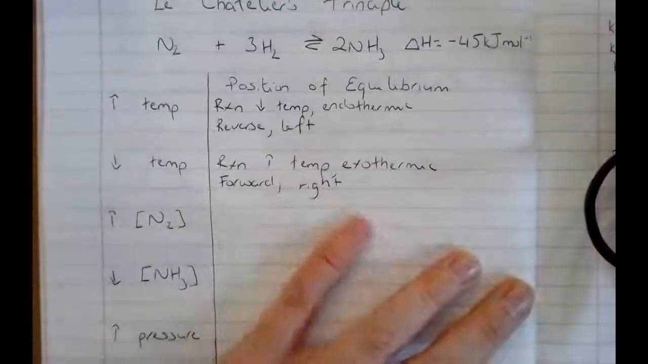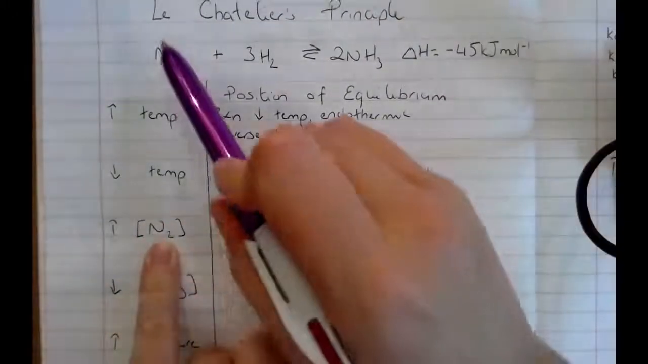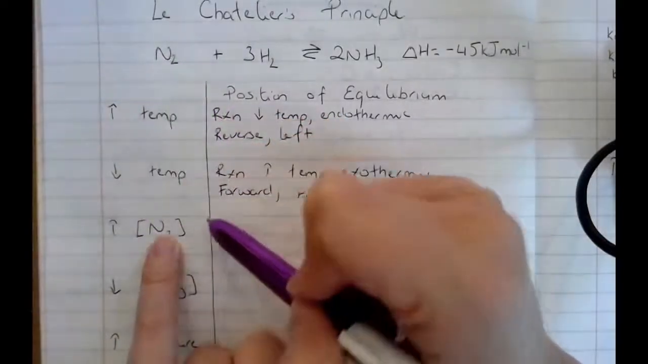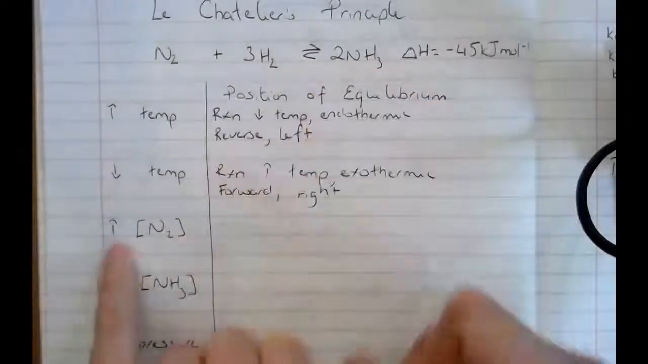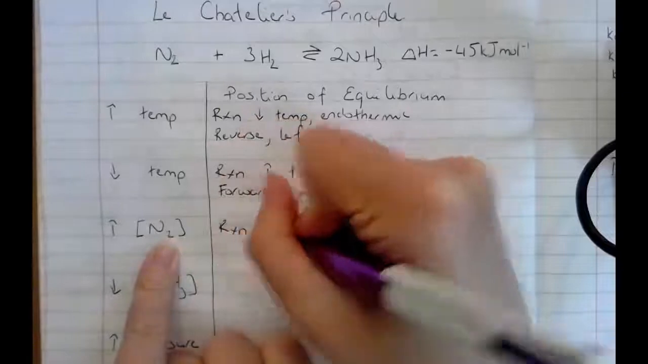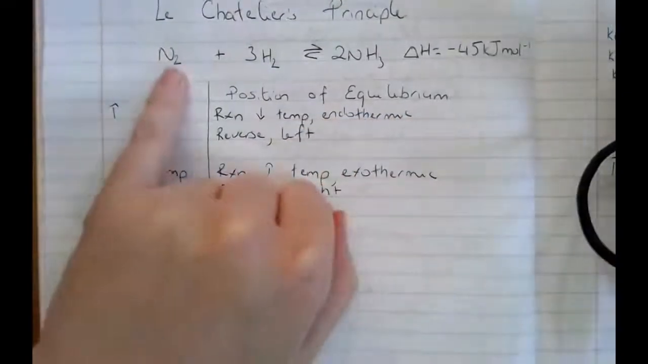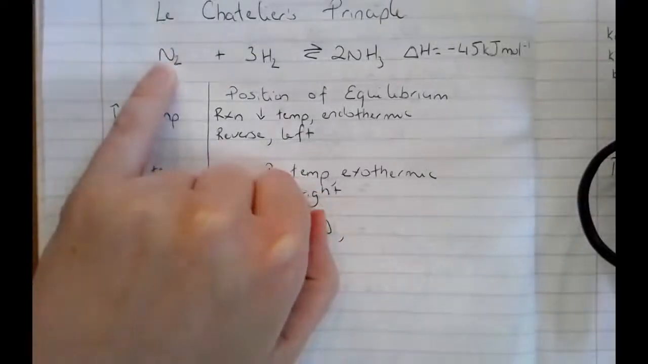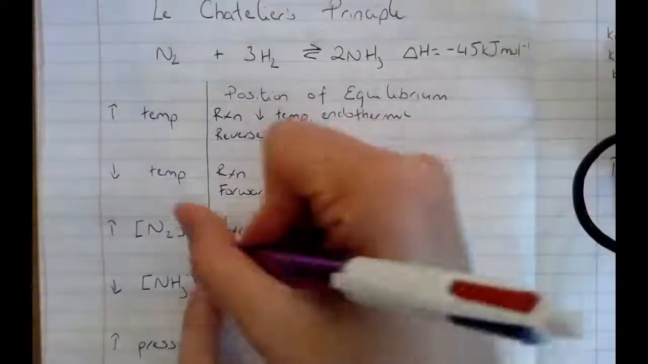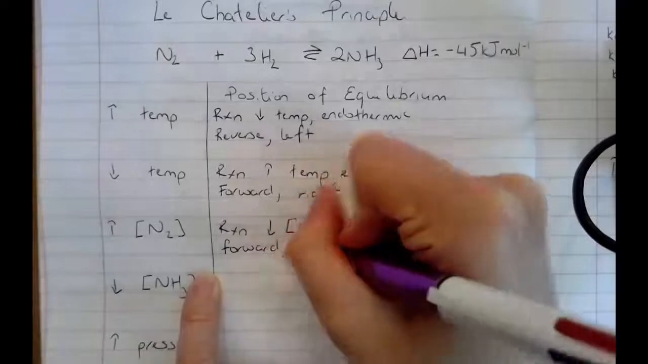The next thing I can do is change the concentration. So here I've said I'm changing the concentration of N2. I'm going to increase the concentration of one of my reactants. So if you're increasing the concentration of N2, the reaction is going to try and decrease the concentration of N2. In other words, it's going to try and use up all of that N2 that you've just added to the reaction flask. And if you're trying to use up the N2, then the forward reaction is going to have to occur and equilibrium moves to the right.